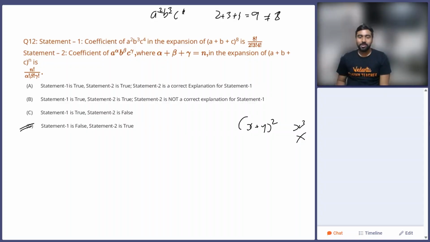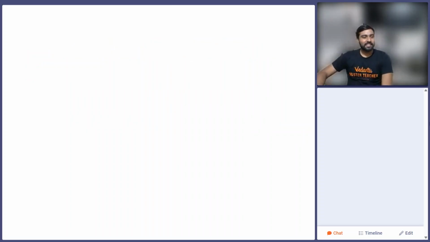So we don't really even have to look at anything else. You can say that yes, statement 1 is directly false over here. That's the answer. See, what is missing? Statement 2 is right, and this simple condition, that the sum of the powers equals n, is missing in the first statement, which is why it has become a false statement. Okay, everyone, I hope the idea is clear.